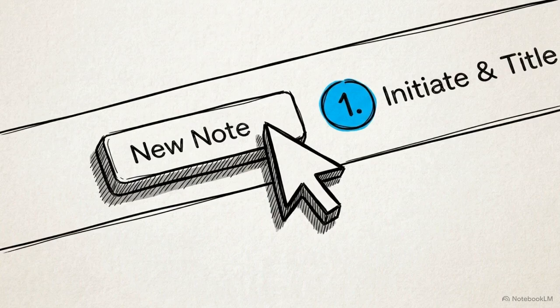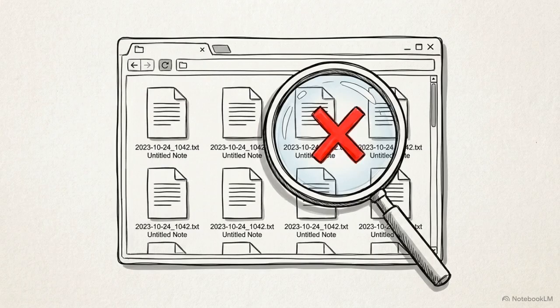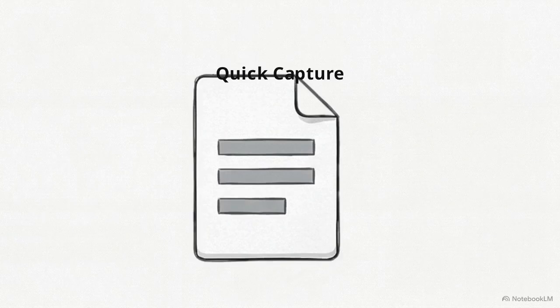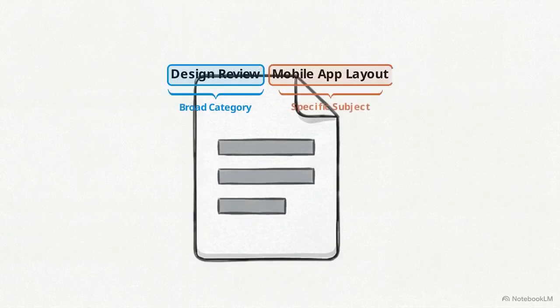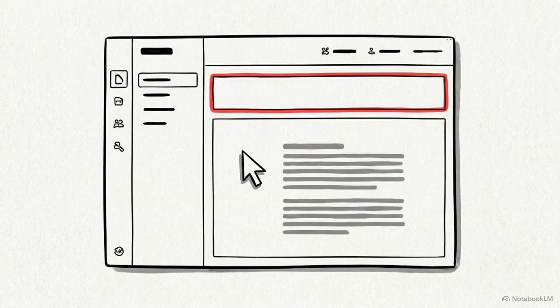Looking at a new screen, the first action is always the title. Relying on default timestamps or auto-generated headers makes it significantly harder to identify the file later. A strong title combines a broad category with a specific subject. Think Marketing Sync, Q3 Strategy, rather than simply typing Meeting Notes. Never move to the body of the document before securing this heading.